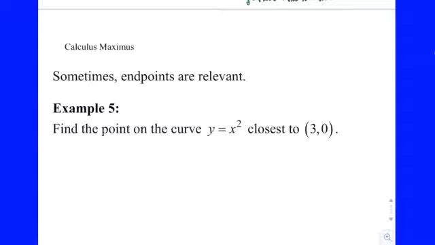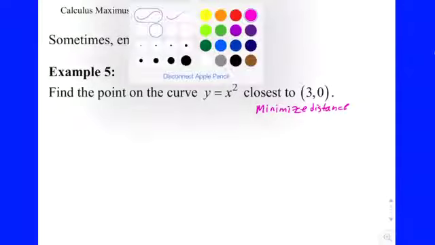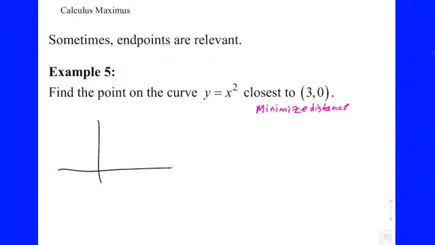How do you know this is optimization? Closest to, right? So we're trying to maximize closeness. How do you maximize closeness? Minimize distance. There you go. So we're trying to minimize the distance. So here's one where a picture could help, but it's not a geometric picture. It's just the graph of x squared.